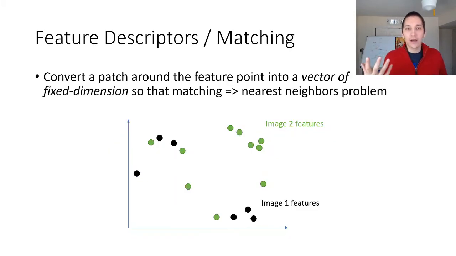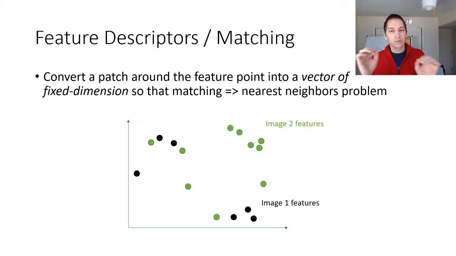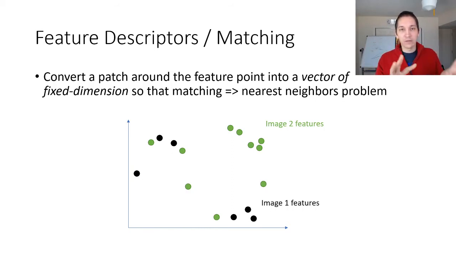Now, let's say that I produce this set of features for two different images. I want to try to match them together and see whether this source image and target image match. The basic approach is to figure out which features in the source image match to the target image. So we convert the patch of the image around each feature point into a vector of fixed dimension, and then do some simple matching like nearest neighbors to determine whether a part of image 1 corresponds with a part of image 2.